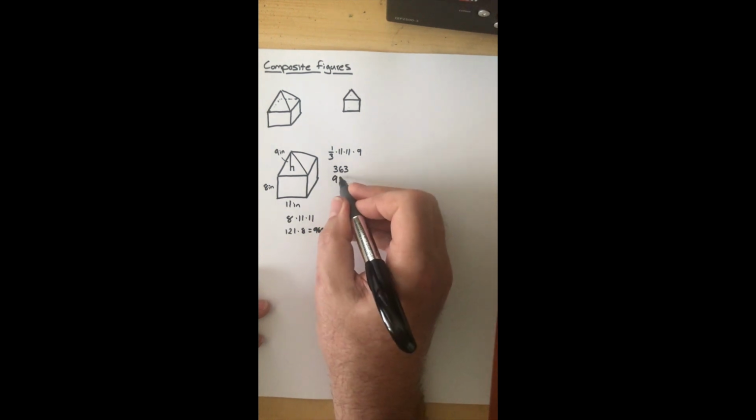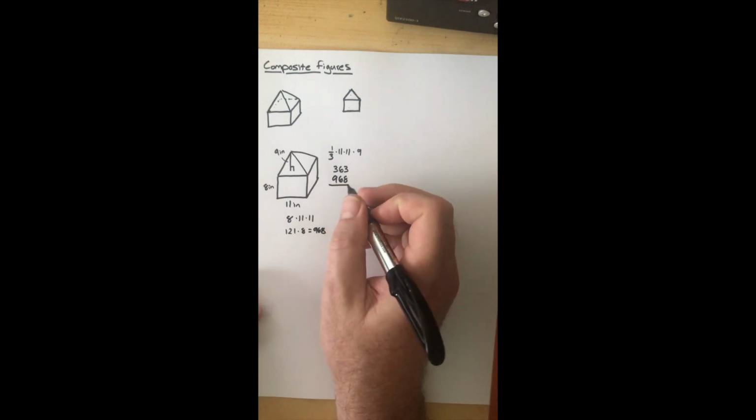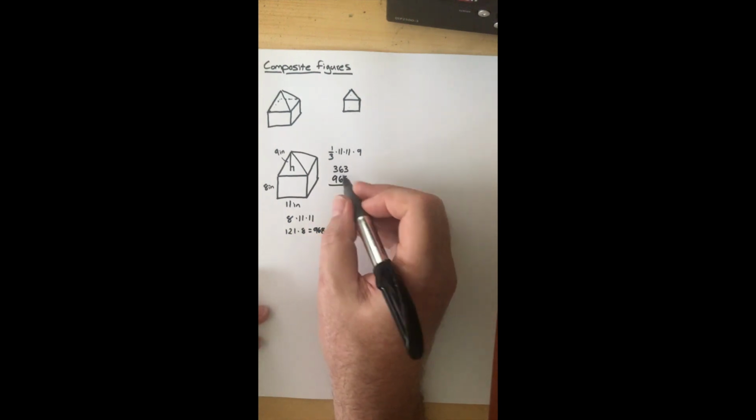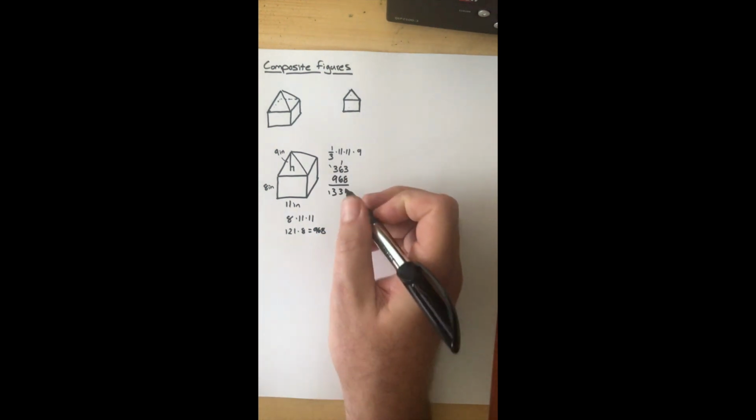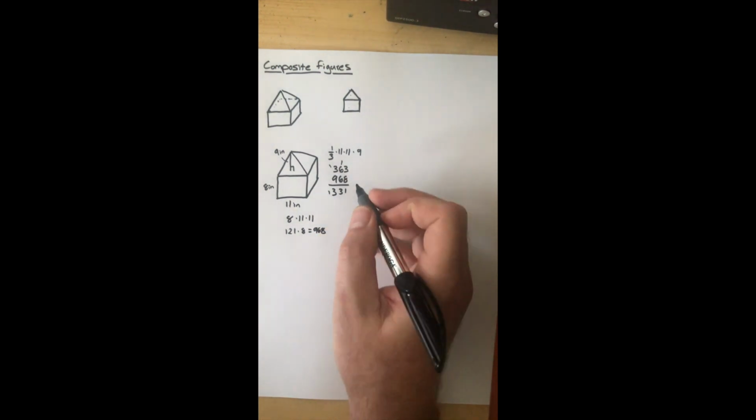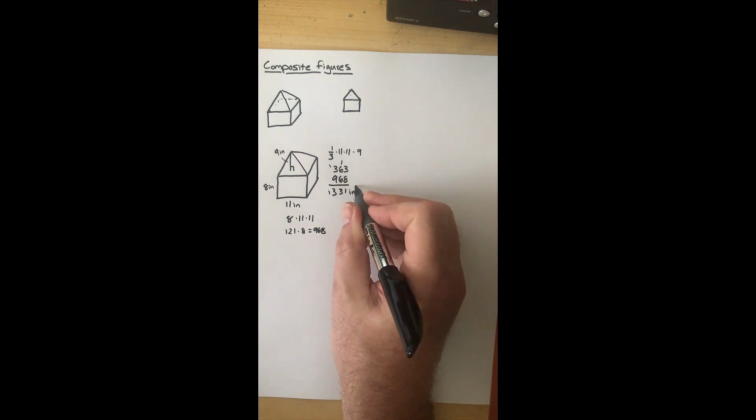So if I add 363 and 968 together, I'll do the conventional way. There's 11, there's 13, and there's another 13. Wow, that's kind of a cool number, 1,331 inches cubed.